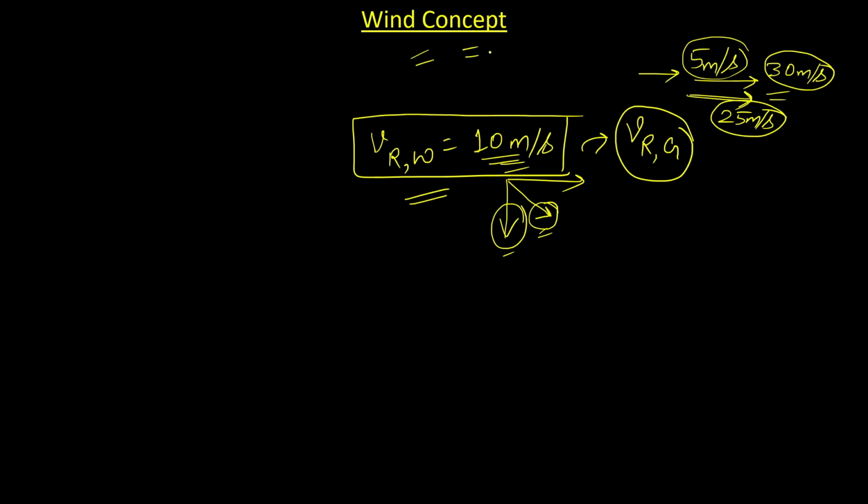So this is basically the wind concept, that the velocity of rain with respect to wind is actually the velocity of rain with respect to ground. It is not going to change. You need to perceive it like that. So now let us move towards the question.